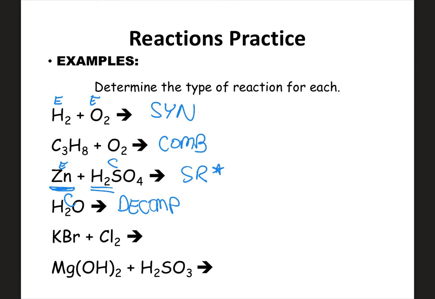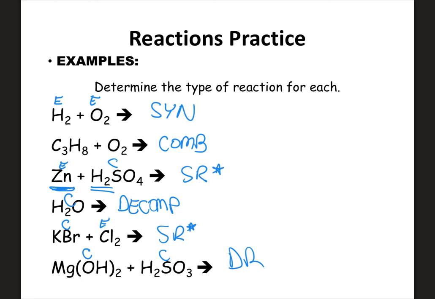All right. The next example here, you have KBr. That's a compound reacting with Cl2. That's treated as an element. That's the definition of a single replacement. And then the last one, Mg(OH)2 is a compound reacting with H2SO3, which is a compound. That is going to be double replacement. Compound plus compound is double replacement.